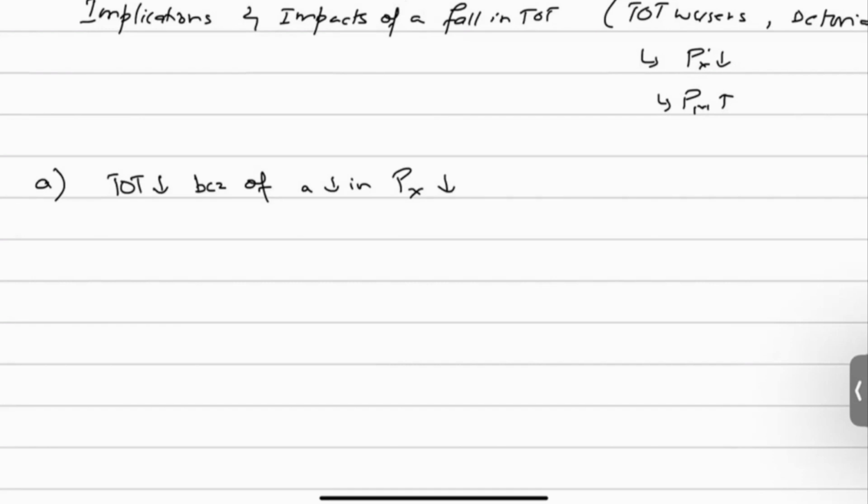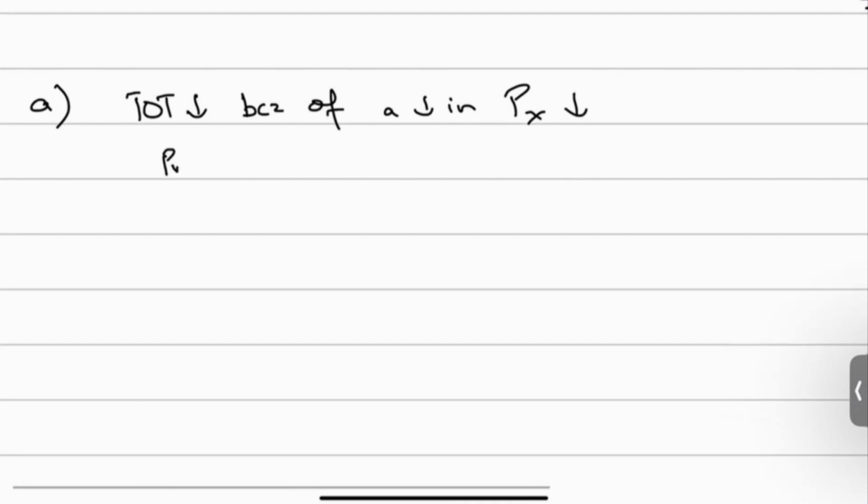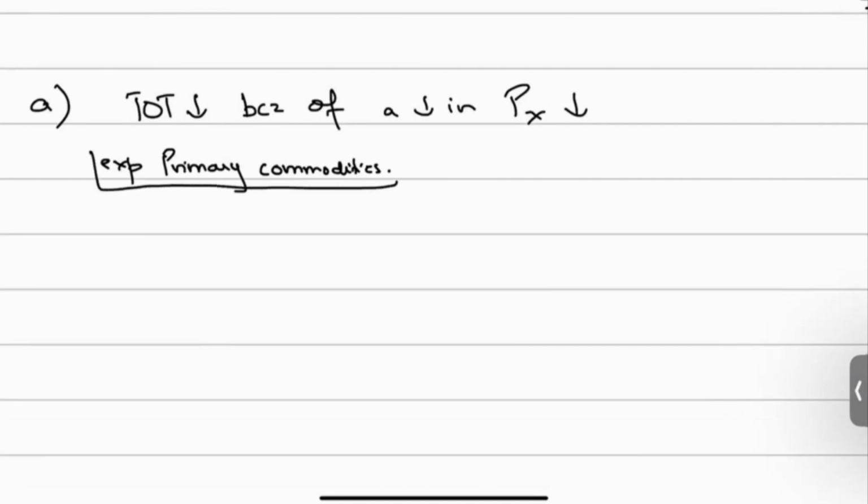Why? I'll tell you. So let's suppose you're talking about a developing country, or a poor country, that is overly dependent on the export of primary commodities. Now, what happens is that the country is dependent on the export of primary commodities, and the price of exports goes down.